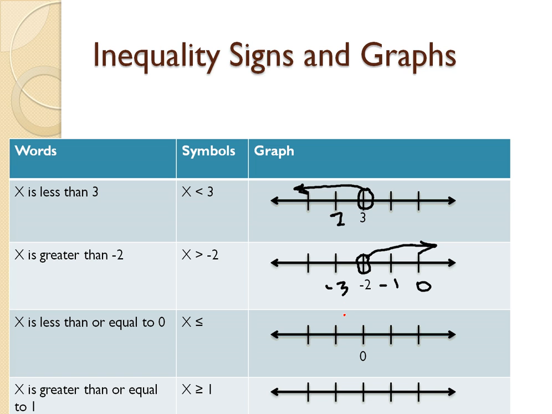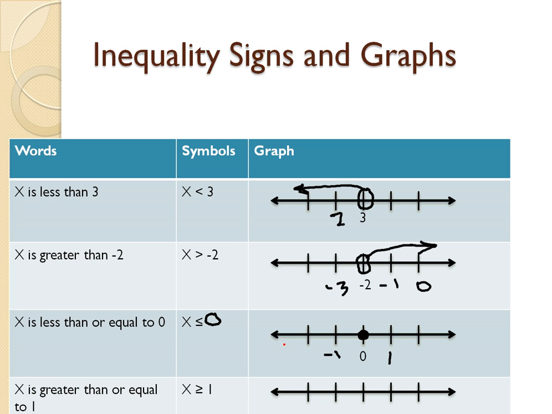For the next example, x is less than or equal to 0. This means that x is less than 0, but it can also equal 0. That's why we have or equal. So it's going to be less than or equal to 0. For the or equal inequality symbols, we're going to draw a closed circle, meaning that this number is also included. 0 is also included with our solutions. And we will draw our arrow towards the direction of our solutions.